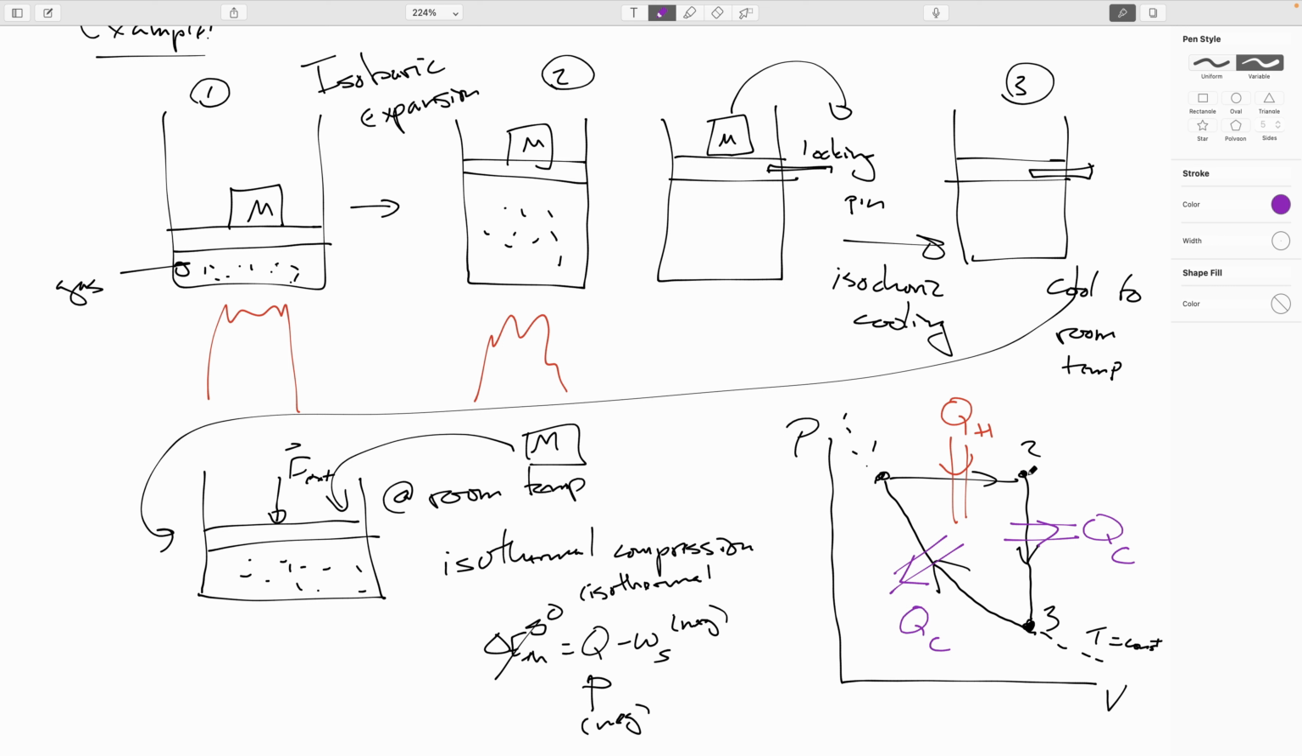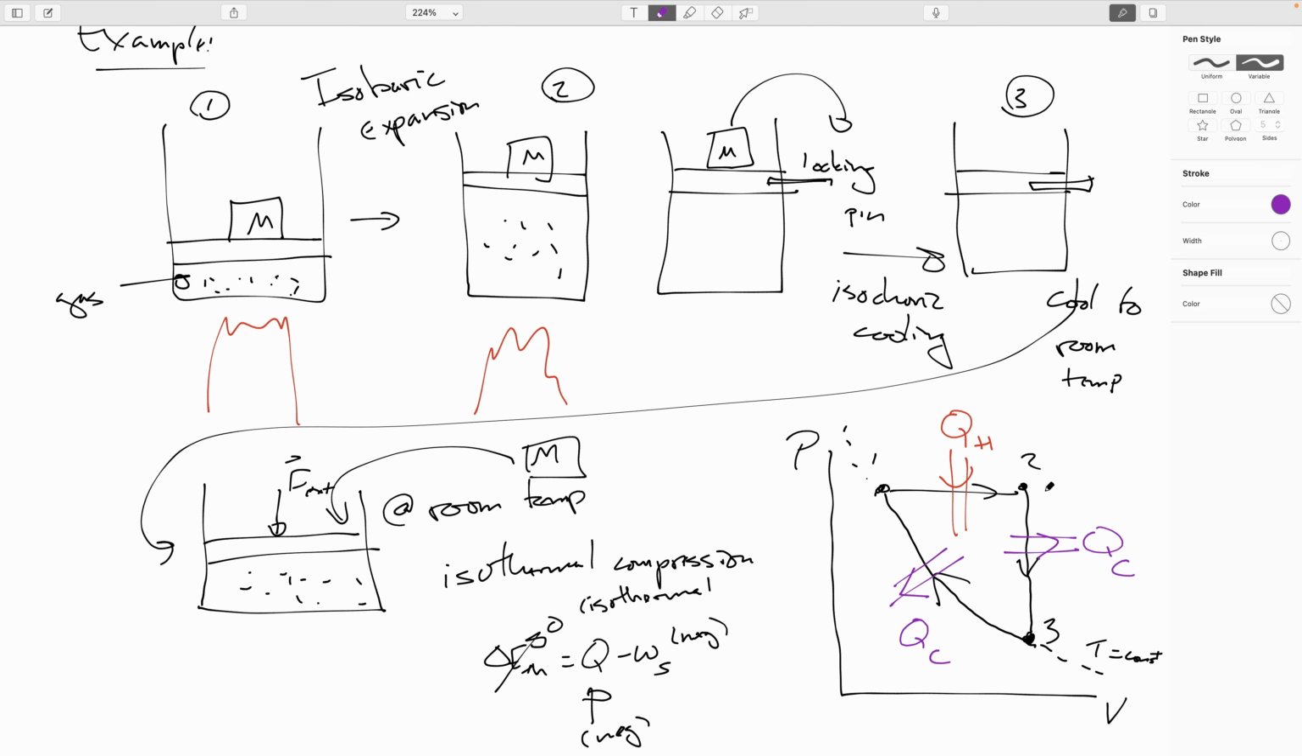So in this step 1 to 2, we are extracting heat from the hot reservoir, and then in the 2 to 3 and the 3 to 1 legs, we're rejecting heat to the cold reservoir. Now, I can't imagine a practical application for this particular engine, but I chose it because it's instructive.